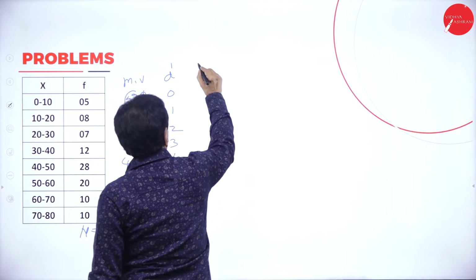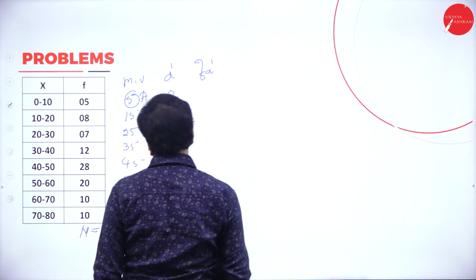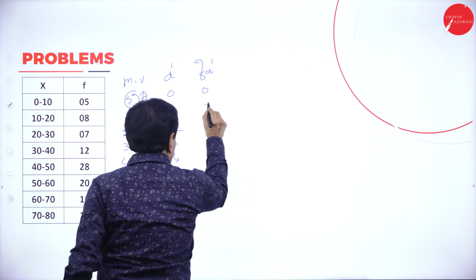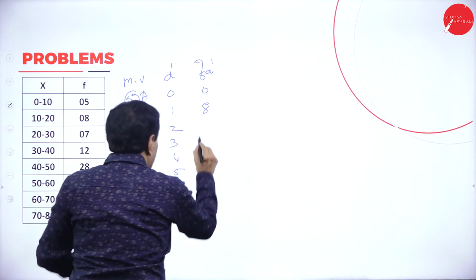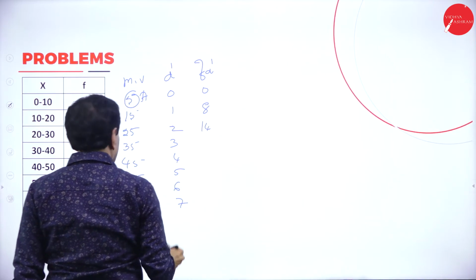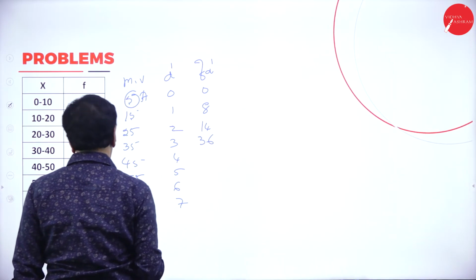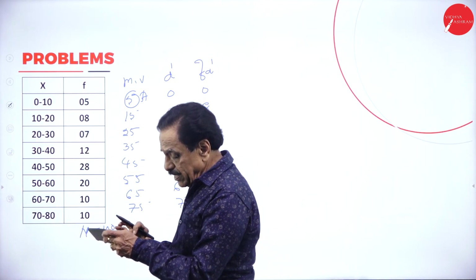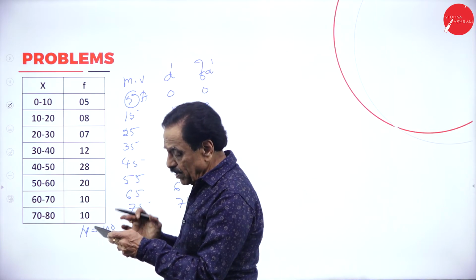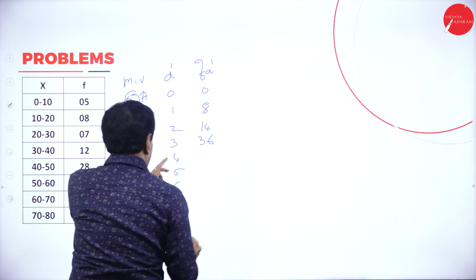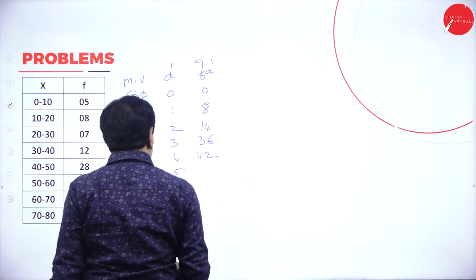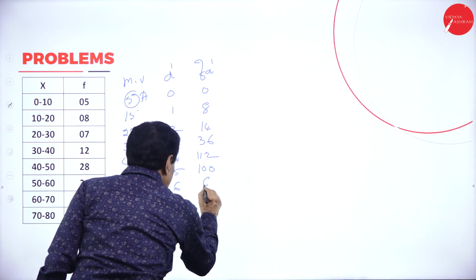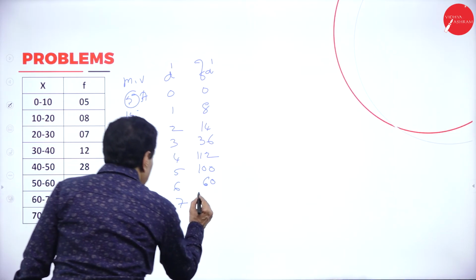Now, the next step is D dash multiplied by your frequency. 5 into 0 is 0. 8 into 1 is 8. 7 into 2 is 14. 12 into 3 is 36. 28 into 4 is equal to 112. Then 20 into 5 is 100. 10 into 6 is 60. 10 into 7 is 70.